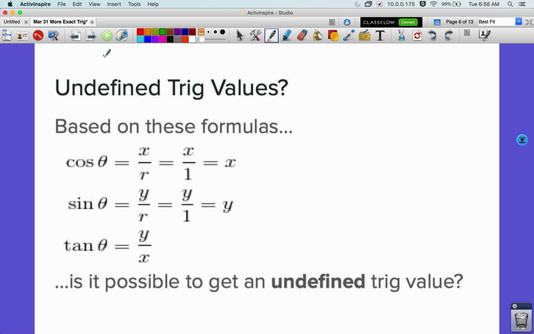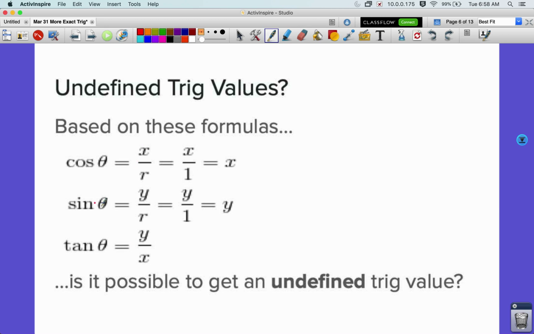Okay, so my first question, based on these formulas that we learned in the last video, is it possible to get an undefined trig value? Is it possible to take the sine, cosine, or tangent of an angle and get undefined as your answer?